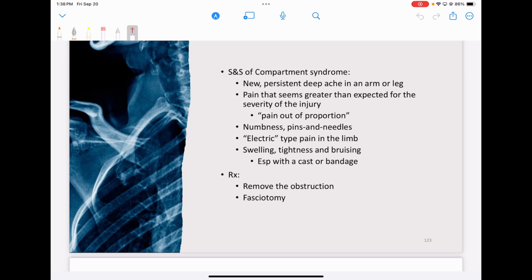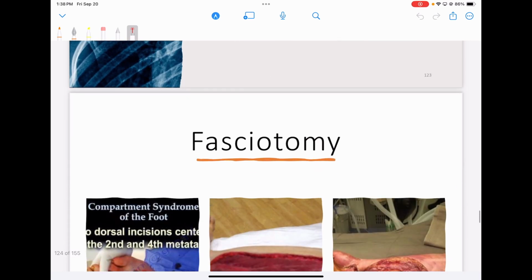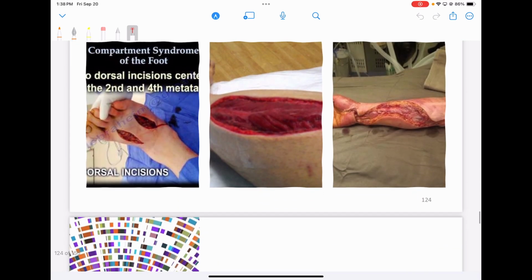Electric type pain, that's still that neural pain. Swelling, tightness, bruising, especially if you have a cast on. The treatment: remove the obstruction or do a fasciotomy. And this is what a fasciotomy looks like. They actually will cut the fascia, releasing the pressure, and the pain starts to go away and subside. But obviously you have to do pretty big incisions because you have to get that whole area out.